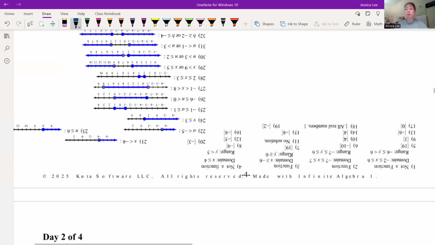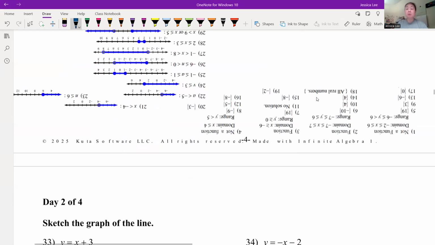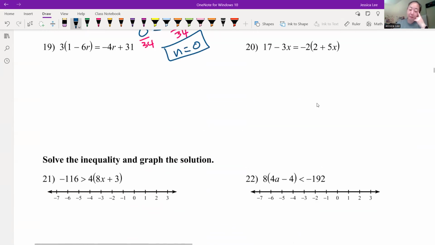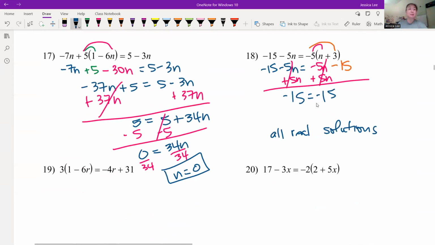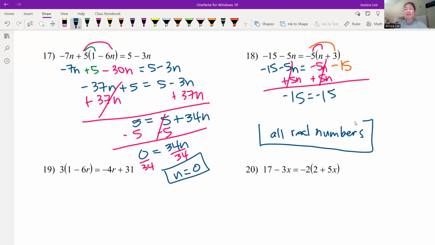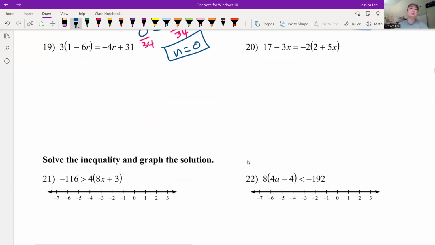Let me see what they put on there. All real, oh, my bad. All real numbers. I was thinking of the system of equations where we have infinitely many solutions. I don't know why I made that mistake. Sorry, my bad. So all real numbers. Infinitely many solutions is for the system of equations. So these are all real numbers. Anything for n will work. You can think of a number, and it's going to work. Even if it's a decimal, it will still work.